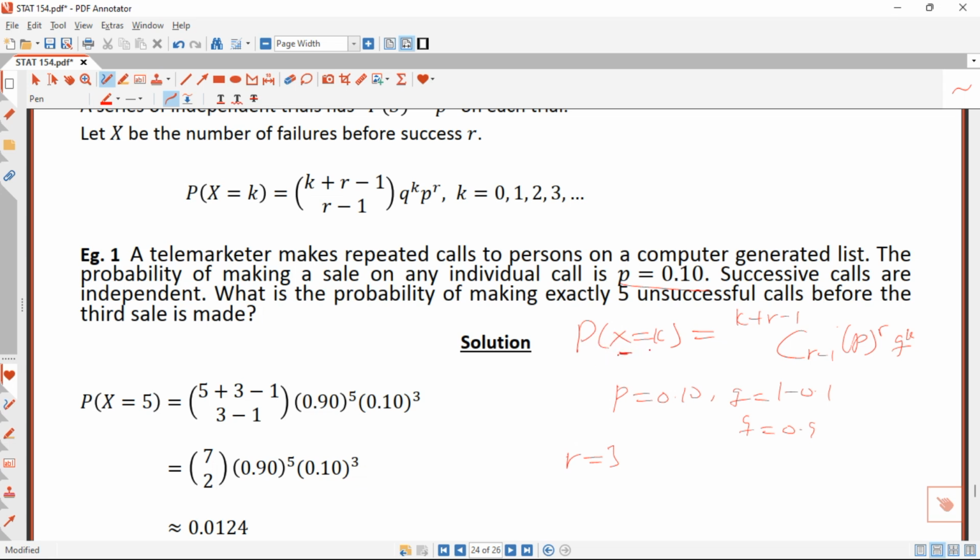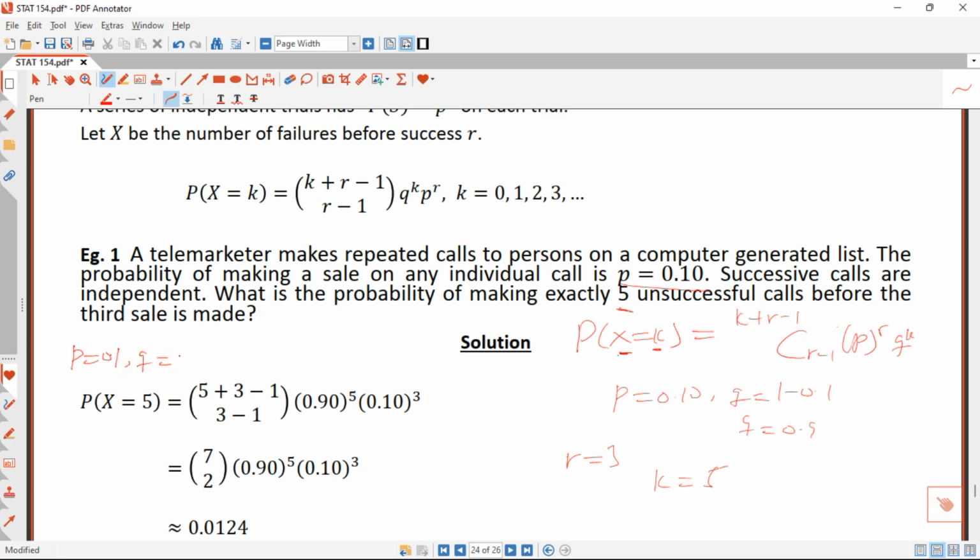And then we are supposed to find our X, but we have used X to represent our k. We are saying that X is the number of failures until we can achieve a number of successes. So the number of failures here is 5, since we are having 5 unsuccessful calls. So our k is 5.